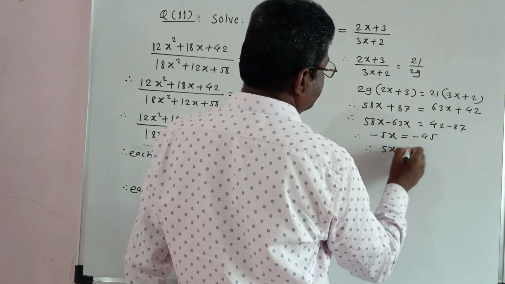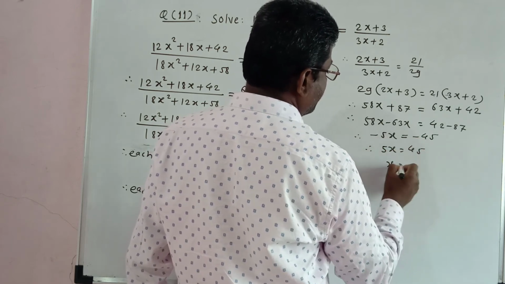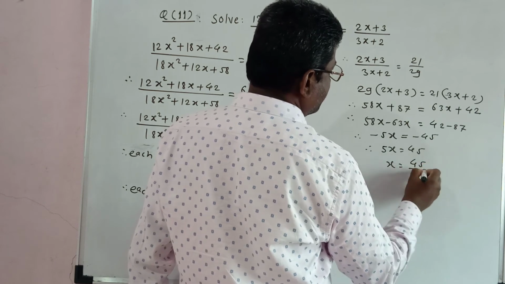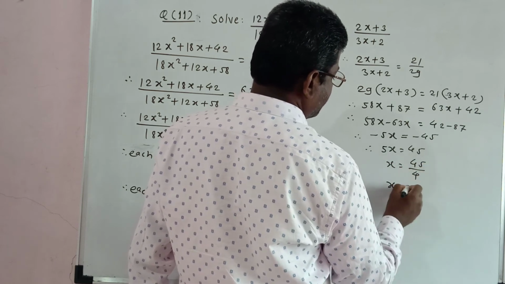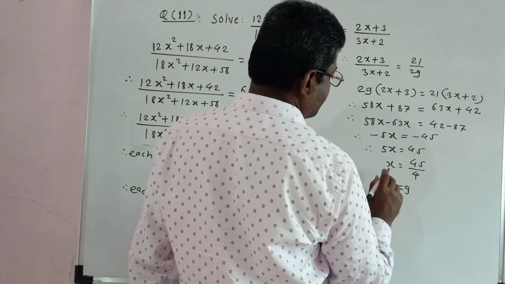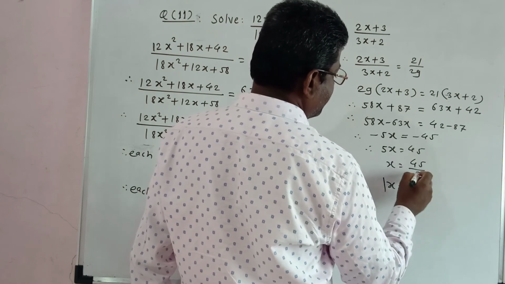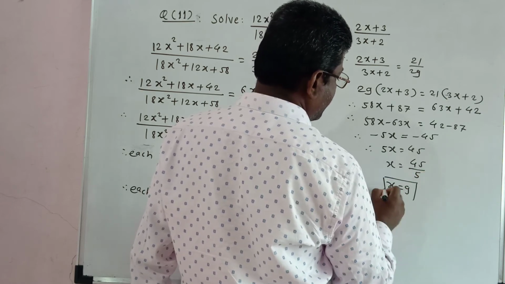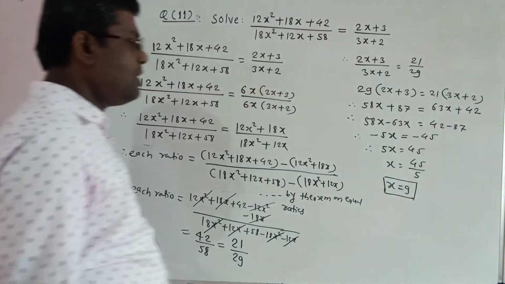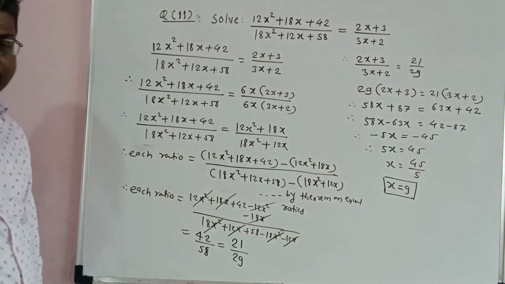So 58x minus 63x will be minus 5x, is equal to 42 minus 87 which is minus 45. Therefore 5x is equal to 45. Therefore x is equal to 45 upon 5. Therefore x is equal to 9. The value of x here will be 9.